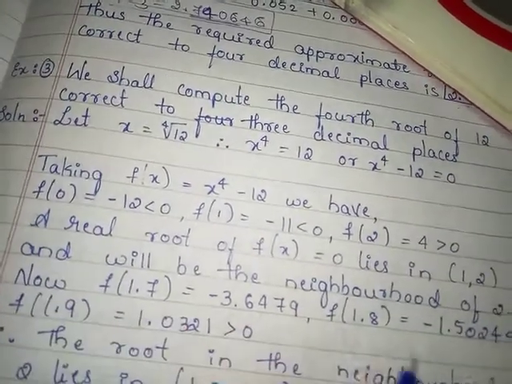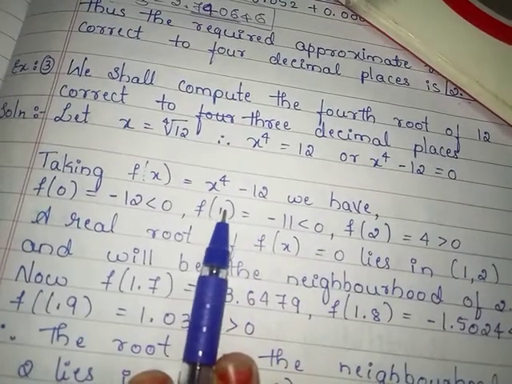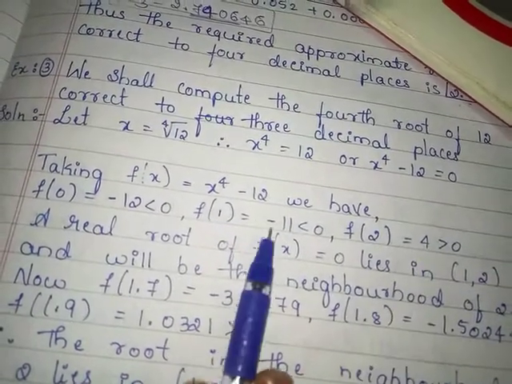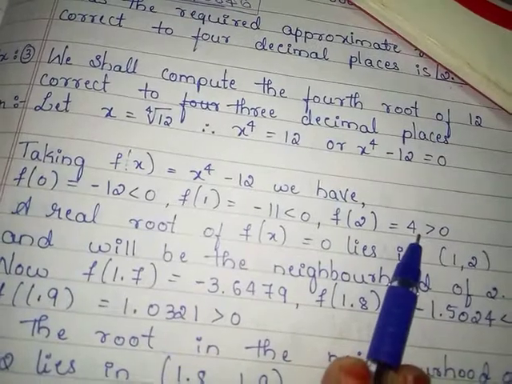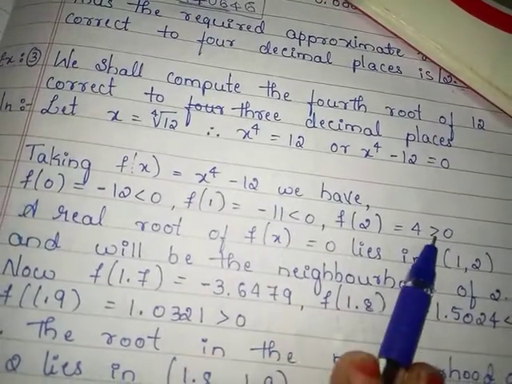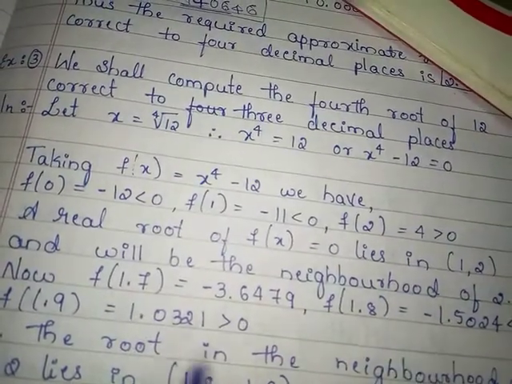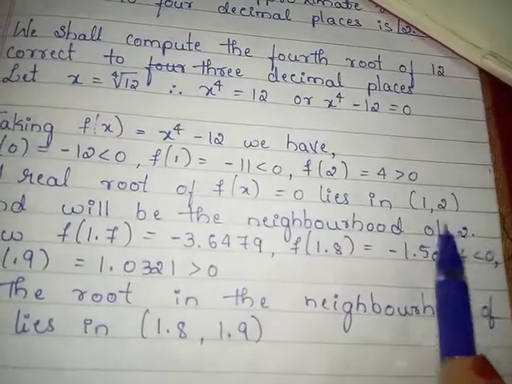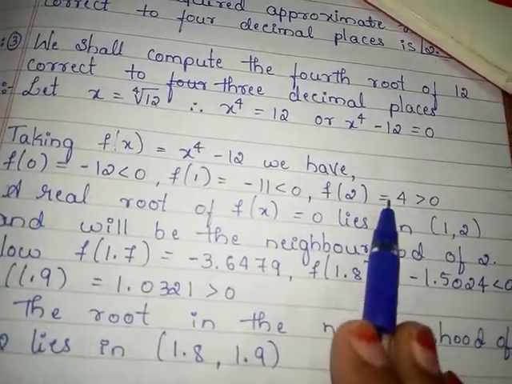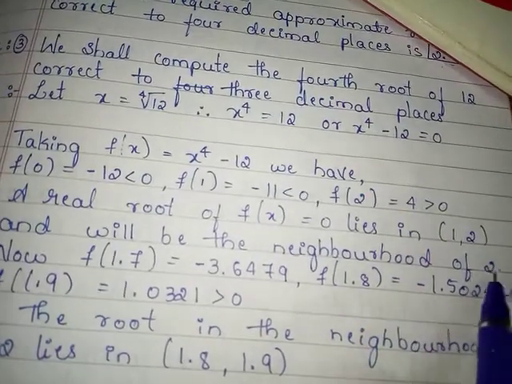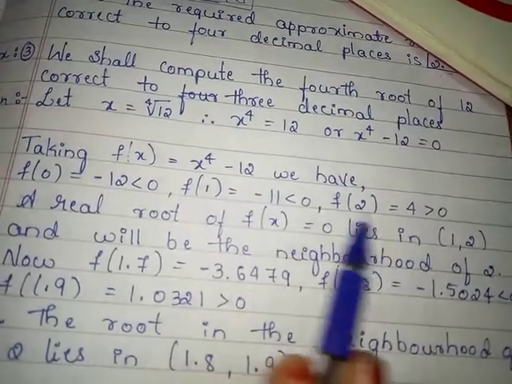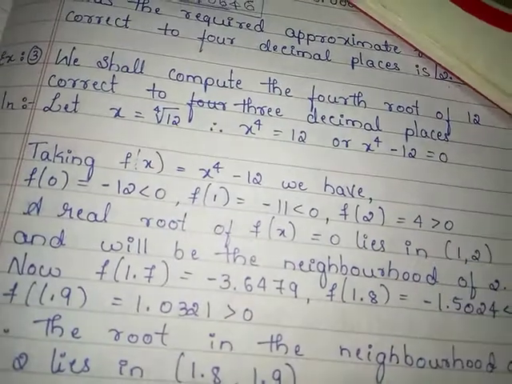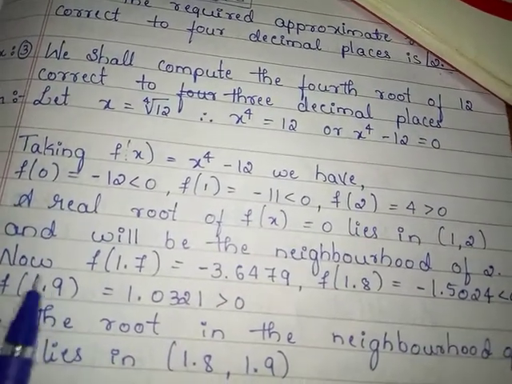After that, see which value is nearer to 0 in the number line. This is minus 11, and this is 4. As compared to minus 11, 4 is nearer to 0 in the number line. Therefore, our root lies in the neighborhood of 2. Therefore, again we have to find the value of a and b for the further calculation.